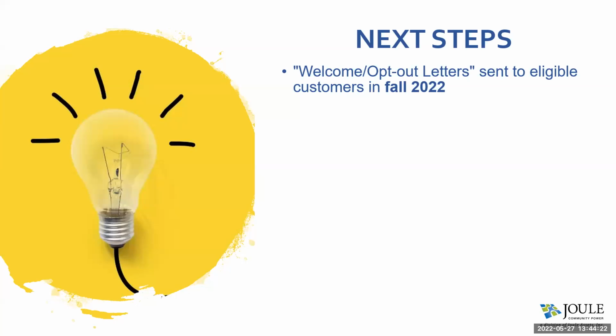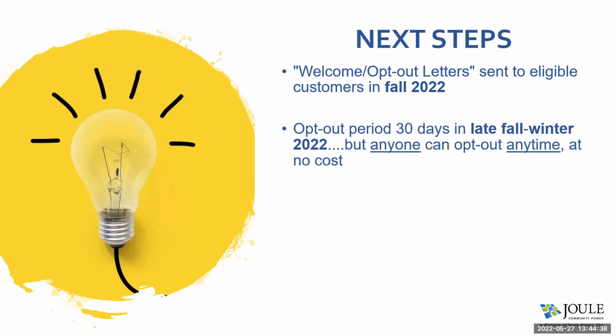Those will include multiple ways to opt out, including our contact information, a website form you can fill out, or a reply card that you can send back to quickly let us know if you'd like to change your enrollment or opt out. That opt-out period lasts for 30 days after the letters are sent out, so that'll be in the late fall, early winter of 2022. That gives you 30 days before the program ever launches to let us know if you want something changed or if you'd like to be removed. But even if you miss that window, you can still opt out at any time at no cost. It is just slightly easier if you opt out before the program begins.